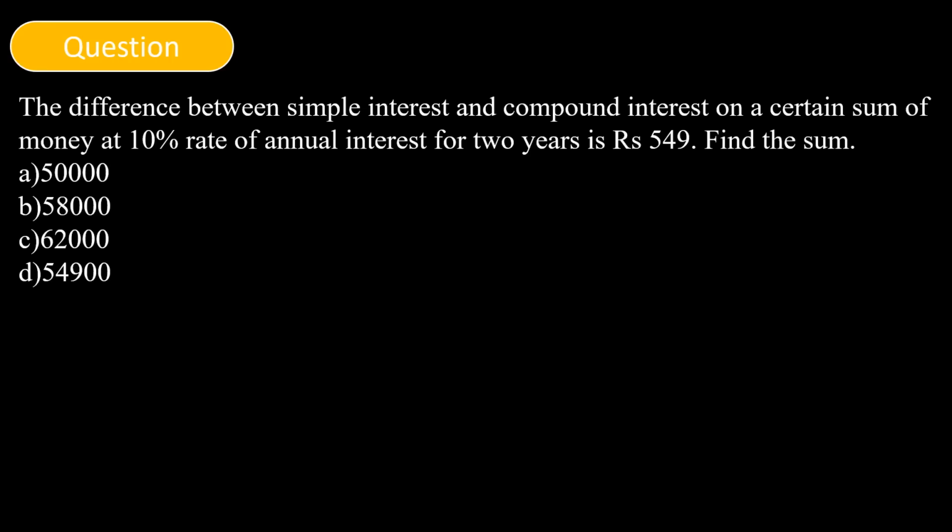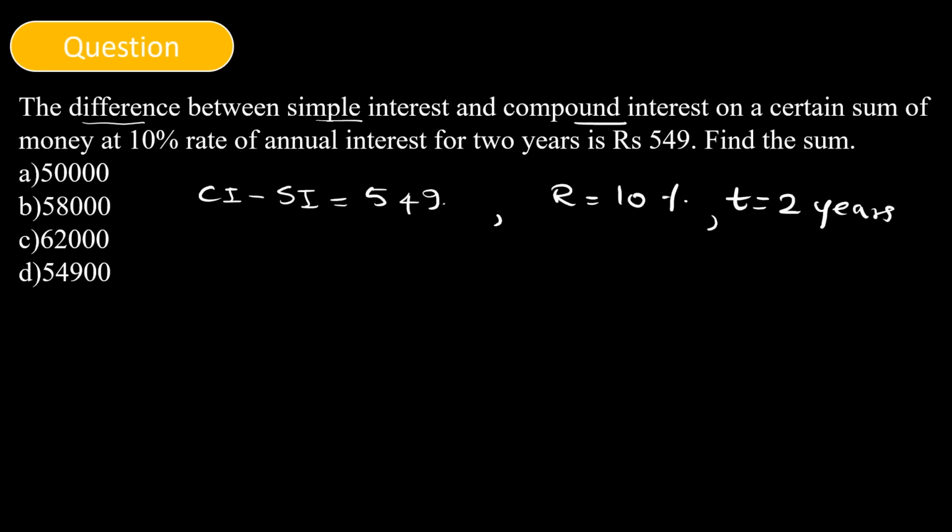Next question. The difference between simple interest and compound interest on a certain sum of money at 10% rate of annual interest for 2 years is rupees 549. Find the sum. It is said that the difference between simple interest and compound interest, that is compound interest minus simple interest, is equal to rupees 549. This is given. And the rate is given as 10%. Time is given as 2 years. We have to find the sum. Sum is the principal amount, P. We have to find P.